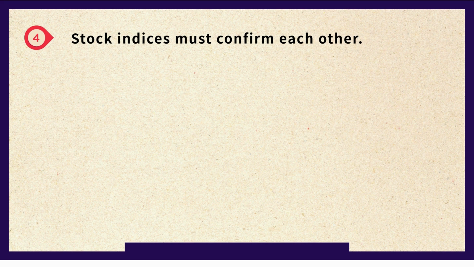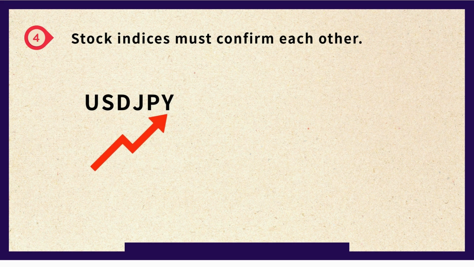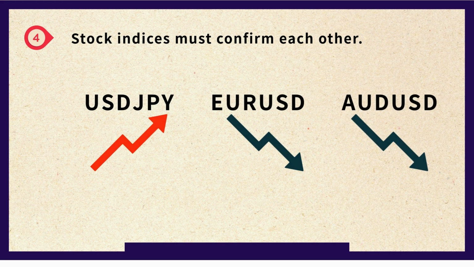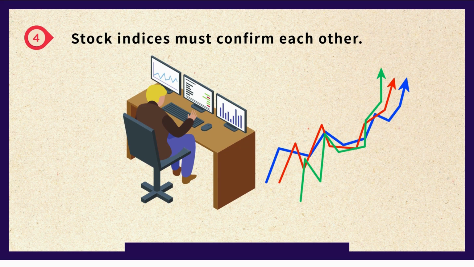In the case of Forex, if the USDJPY is rising, and other pairs like EURUSD and AUDUSD are also showing strength in the dollar, we could confirm that the US dollar is in an uptrend. This principle emphasizes that it's crucial to check multiple related indices or pairs to confirm whether the trend is reliable.